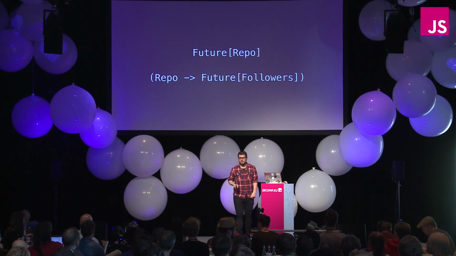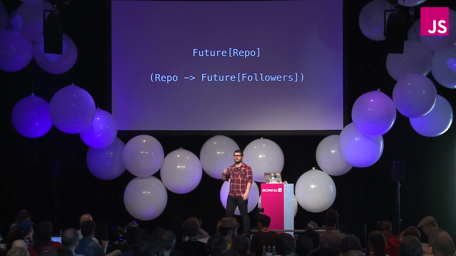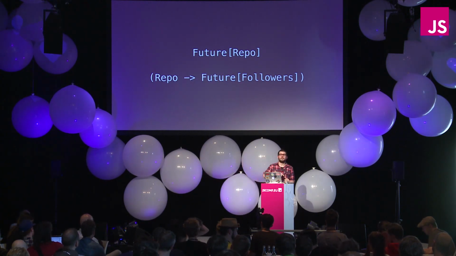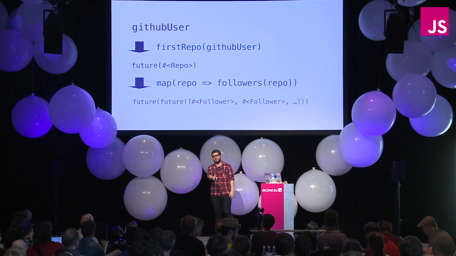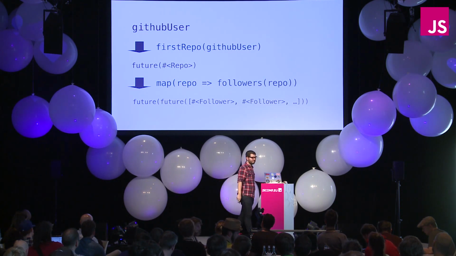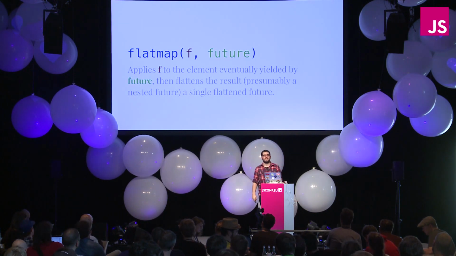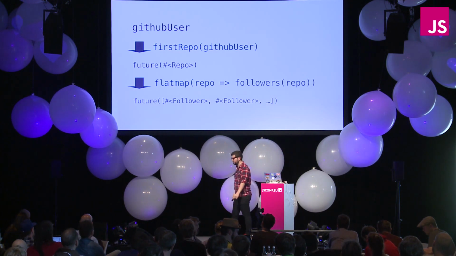And finally, the same thing can be done for futures. If we had a code that calls an API and gets a future of repository from GitHub, and then a function that takes a repository and knows how to fetch its followers from the API as well, this is the same case. If you keep just going back and forth to the API, you end up with nested futures, and it's a mess. What you want is flatmap, and it's exactly the same. We see that it flattens the future just as if it was a list.